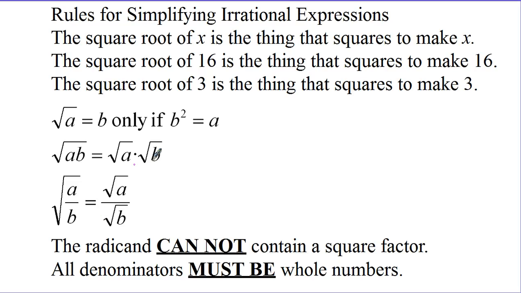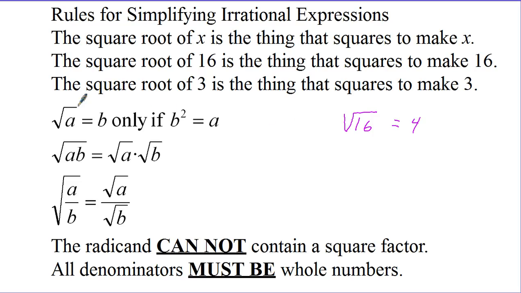So here are the formal definitions and the formal rules, but typically you think of something like the square root of 16 to be a 4. Well, why do you know that the square root of 16 is a 4? Because the square root of 16 is asking, what's the thing that squares to make a 16? And I happen to know that 4 times 4 is 16.